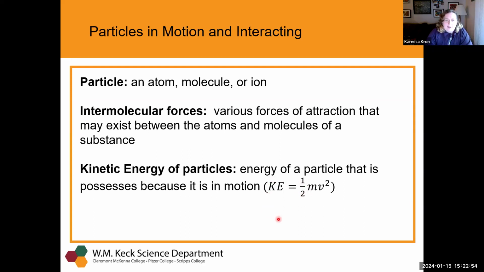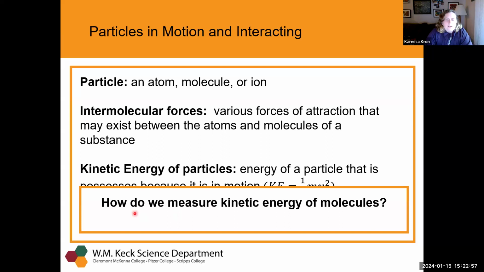I want you to think back as to what do we use to measure kinetic energy of molecules? Or what is it that we like to talk about here? I'll give you a few seconds to think about this. But hopefully you'll identify that the way that we measure kinetic energy is via temperature. And so we measure the kinetic energy of molecules by measuring their temperature. That will help us as we start to think about how phases potentially change as we change the temperature of a system or as we change something else about our system.